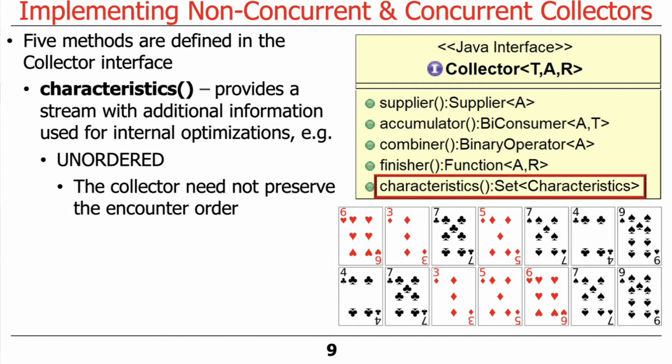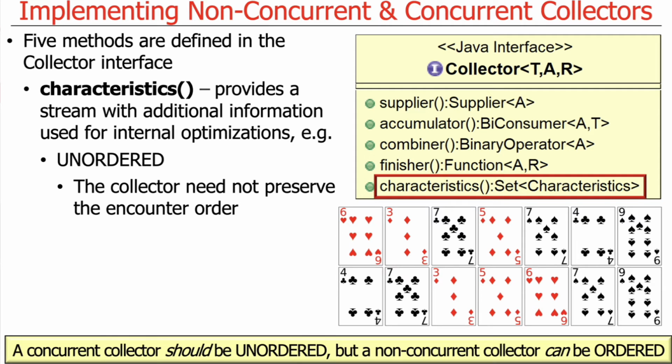The first method we're going to talk about is the characteristics method, and this is essentially a factory method that gives back metadata that describes what kind of properties the collector needs to have. So, for example, does the collector need to preserve encounter order or not? If you say unordered, then it won't really care, which is good. That makes it a little bit more optimized in some cases. A concurrent collector should be unordered, but a non-concurrent collector could be ordered, so you wouldn't set the unordered characteristic, because usually with non-concurrent collectors, encounter order just kind of comes along for the ride.